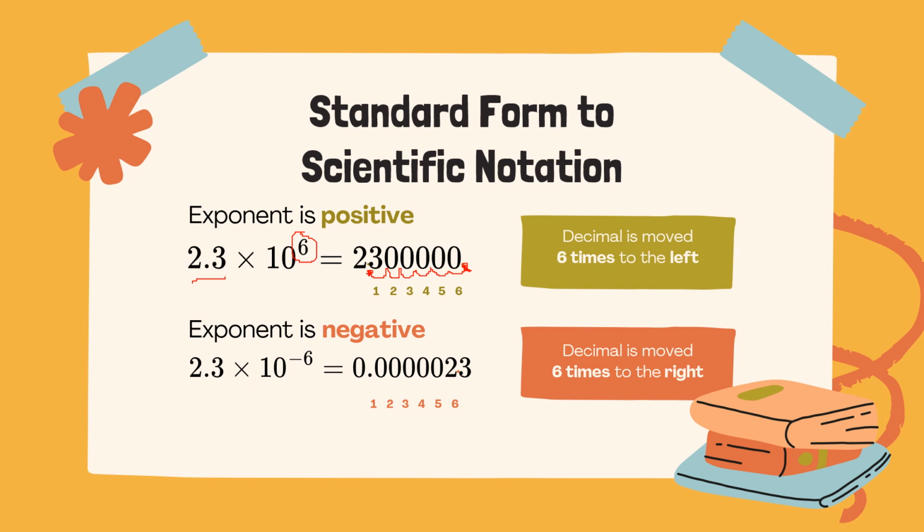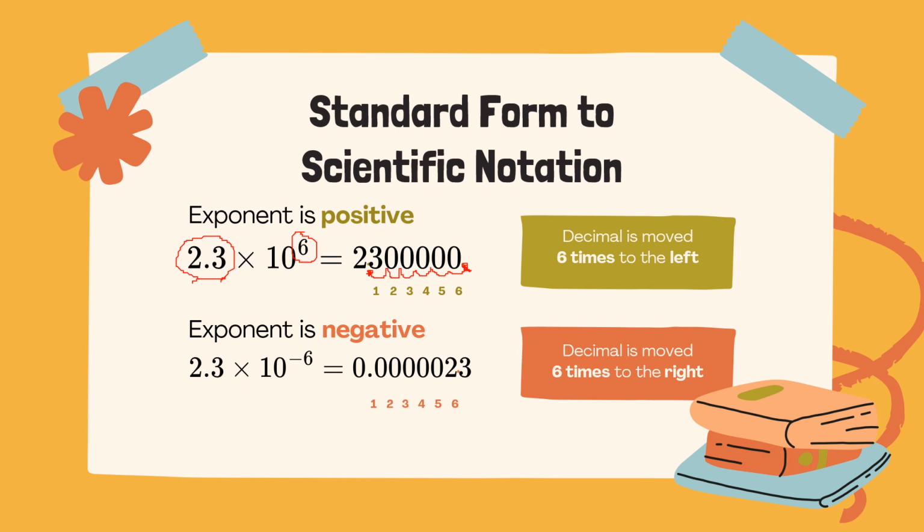And I want to talk about why we moved it 6 spaces. If you move it 5 spaces, your coefficient is no longer between 1 and 10, right? The number 23 is greater than 10, so that is not acceptable. If you move it 8 spaces, you get 0.23. That is less than 1, not between 1 and 10, unacceptable. So you have to remember your coefficient needs to be between 1 and 10.